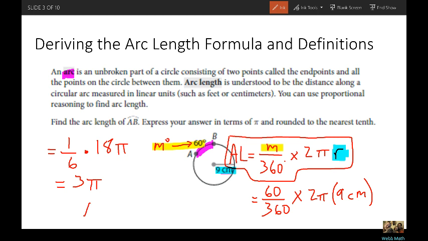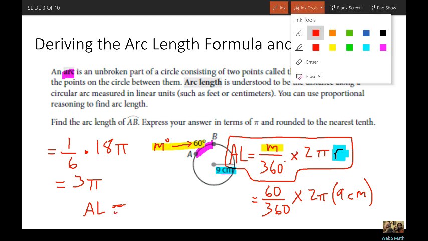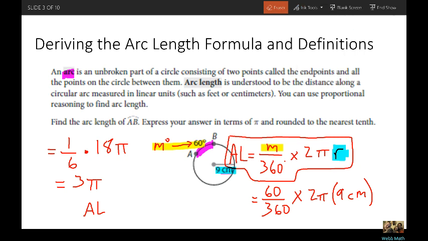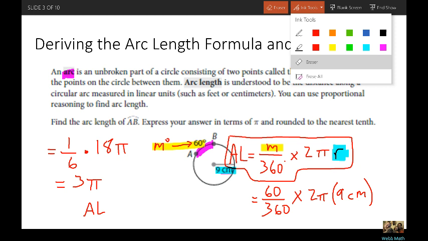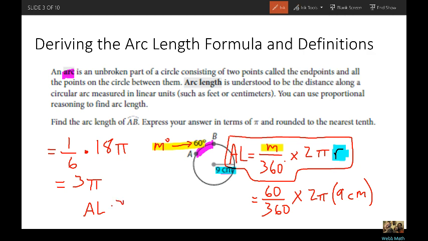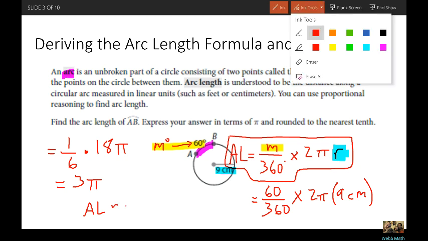So the arc length for AB, for the purple part, is approximately, sorry, I almost said equals there, and let me go ahead and erase that because that is ugly. Wow, touchscreen epic fail.